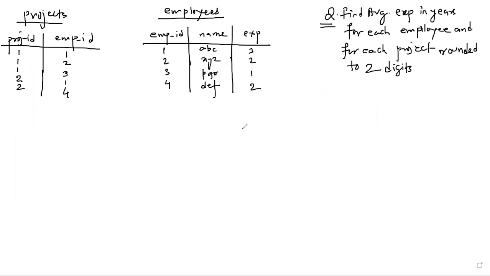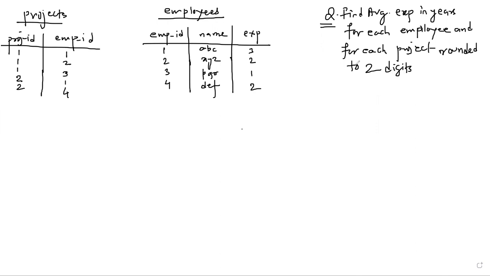So we have to use a join here because we require experience in years, and that too the average value, as well as we need to combine the name of the employee with the project ID. So we have to find the average for each project ID. So we have to group by this project ID, right? Because we require the output for each project ID rounded to 2 digits.